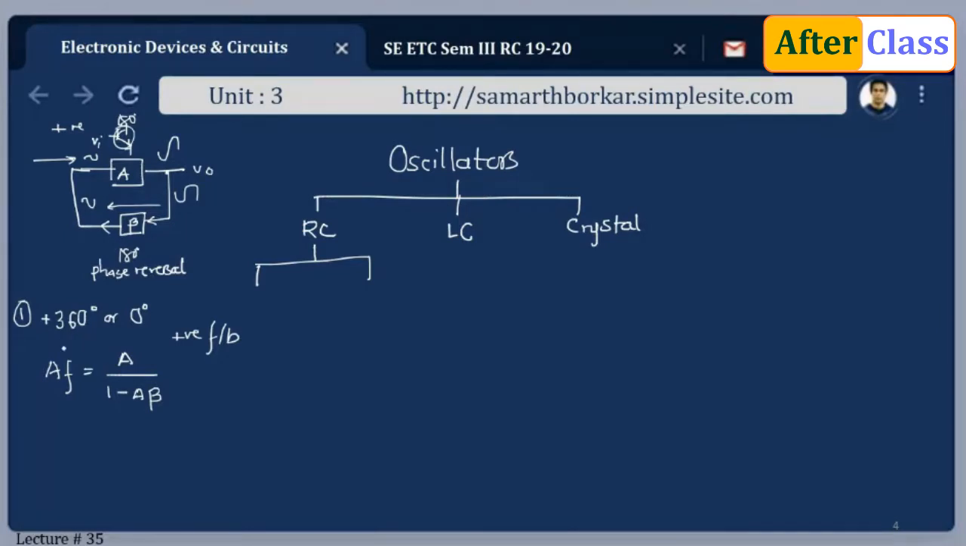And the second criterion, which is proposed by Barkhausen, is that the product of A into B has to be equal to 1. Now, when I say this is a gain, the feedback gain, and when we say gain, it is nothing but output upon input. Simple thing. Now, when I set this product AB equal to 1, how do I set it?